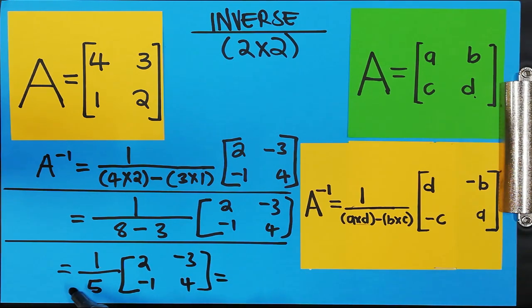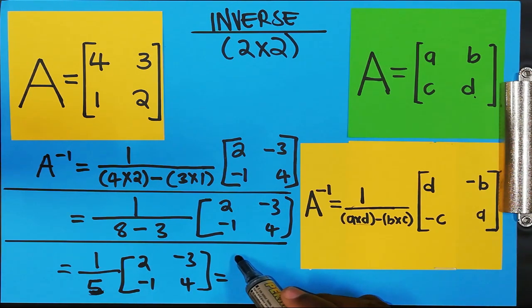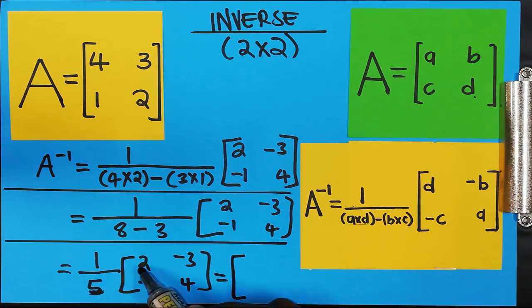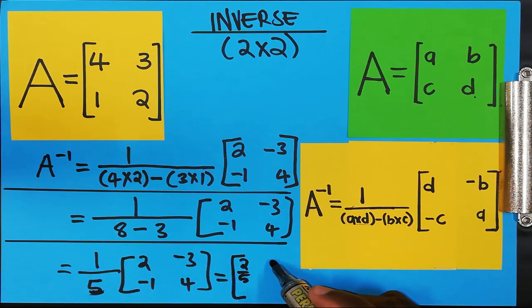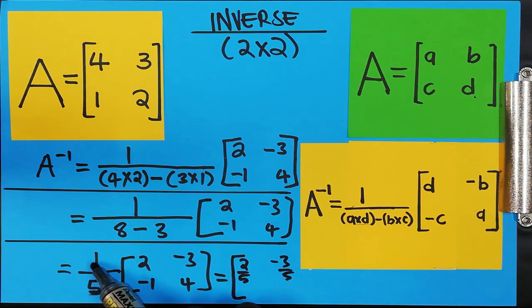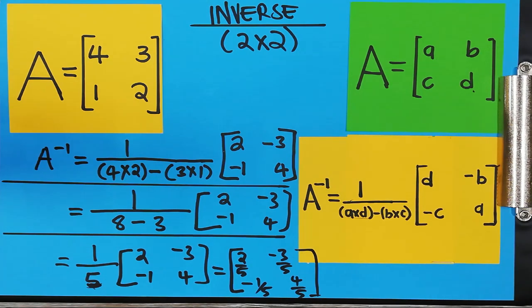So what will actually happen here is that the number in front of this matrix will have to multiply each and every element of that matrix. So the final answer, you will have 1 over 5 multiplied by 2, it's 2 over 5. Then 1 over 5 multiplied by -3, you'll have -3 over 5. 1 over 5 multiplied by -1, you'll have -1 over 5. And for the last one, 1 over 5 multiplied by 4 will be 4 over 5. There we go. All right, so that is my final answer. Okay, let's move to the next slide.